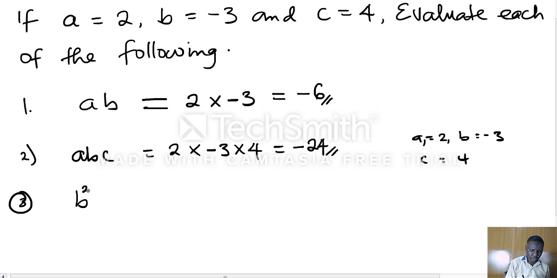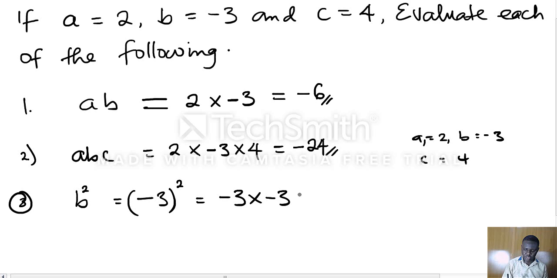Question 3 says B squared, meaning B multiplying itself, and this is going to be -3 squared, which can further be simplified as -3 times -3, which can be said to be +9. Note, when something is squared, it definitely means that thing is multiplying itself. So you can simplify it this way, and it will give you +9.